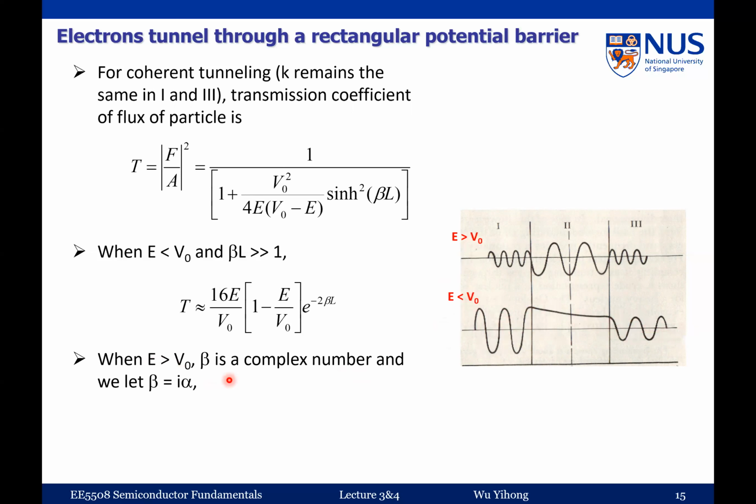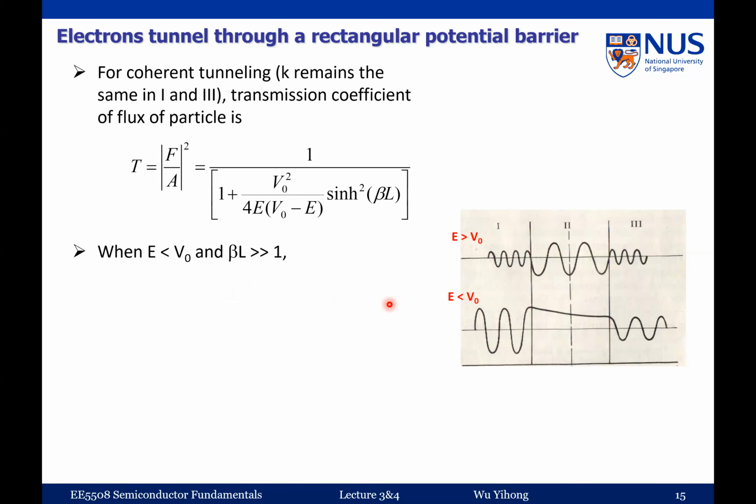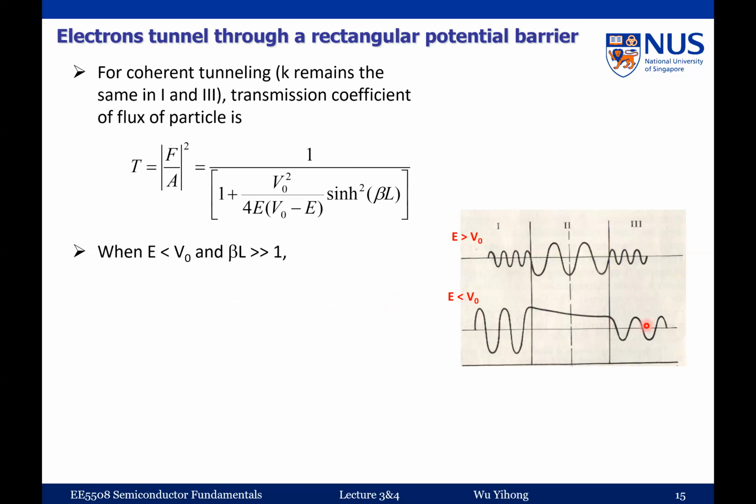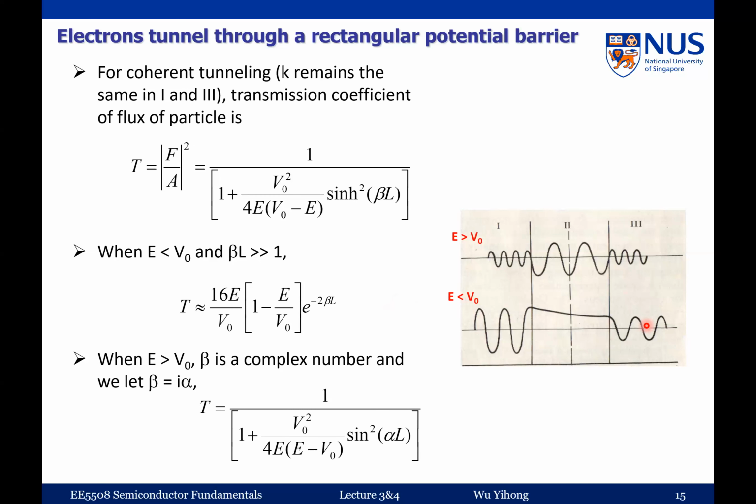And then when beta is a complex number, what does this mean? This means that when energy is larger than V naught, this will be a complex number. So the kinetic energy is larger than the barrier height. Since beta is a complex number, you just use alpha, which is a real number, and transform like this. And then you get this.